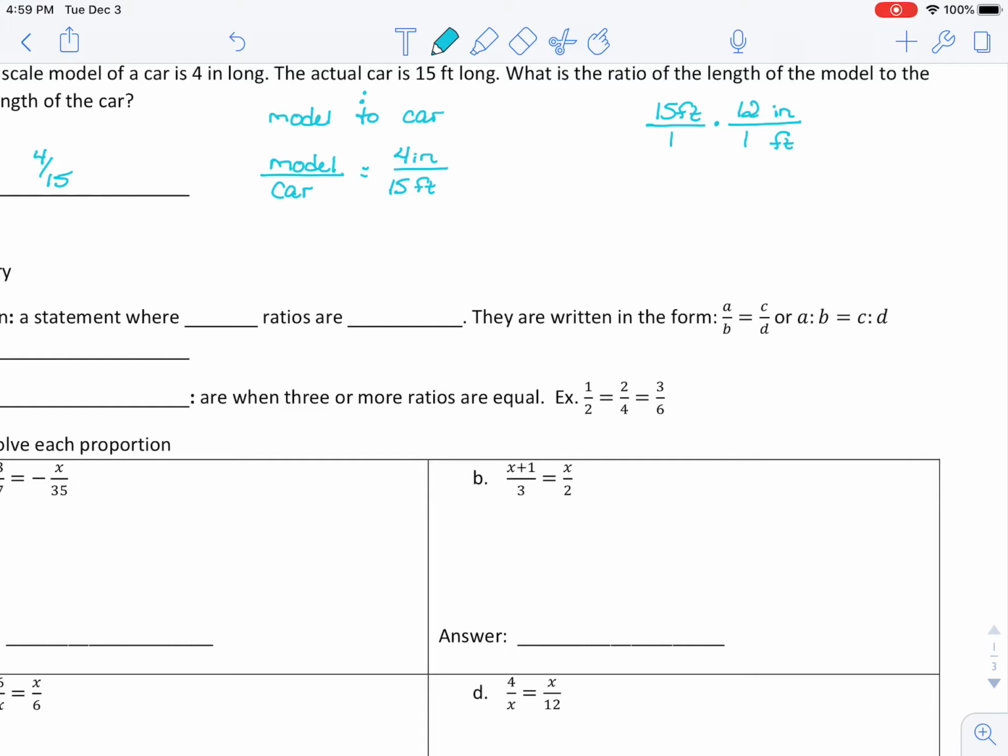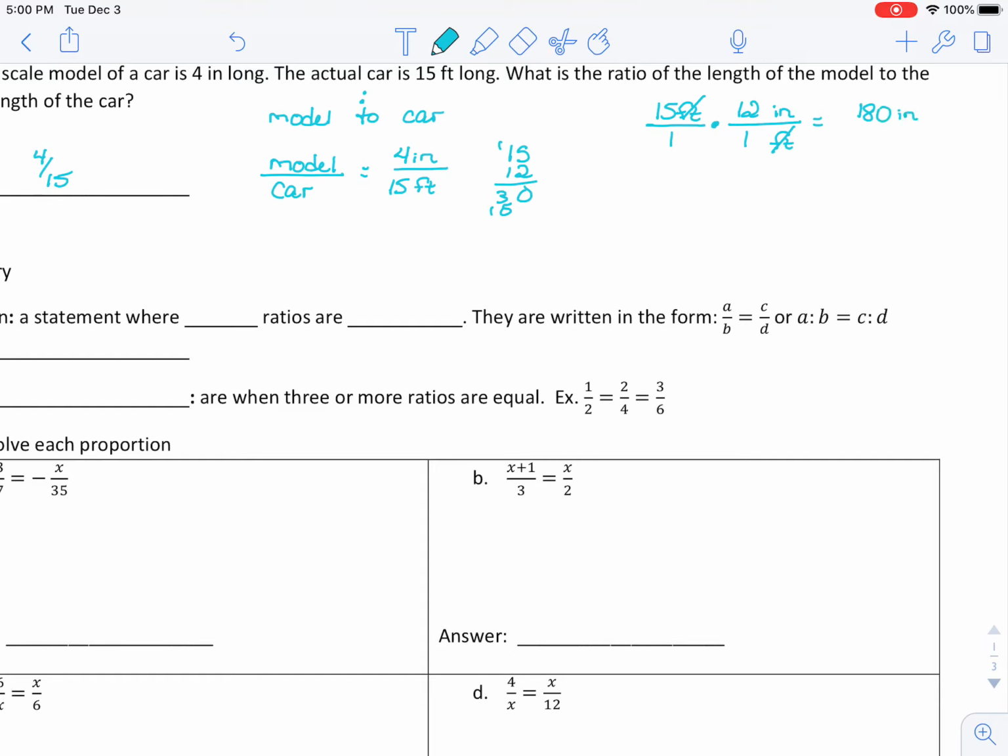Since there are 12 inches in 1 foot, we can cancel our feet and then just multiply across, because again, this is a multiplication sign, not an equal sign. You are not cross multiplying and dividing here. You're just going to multiply numerators and denominators. 15 times 12. Ooh, I really should have brought a calculator with me. Sorry guys, give me a second. It's 180, I believe.